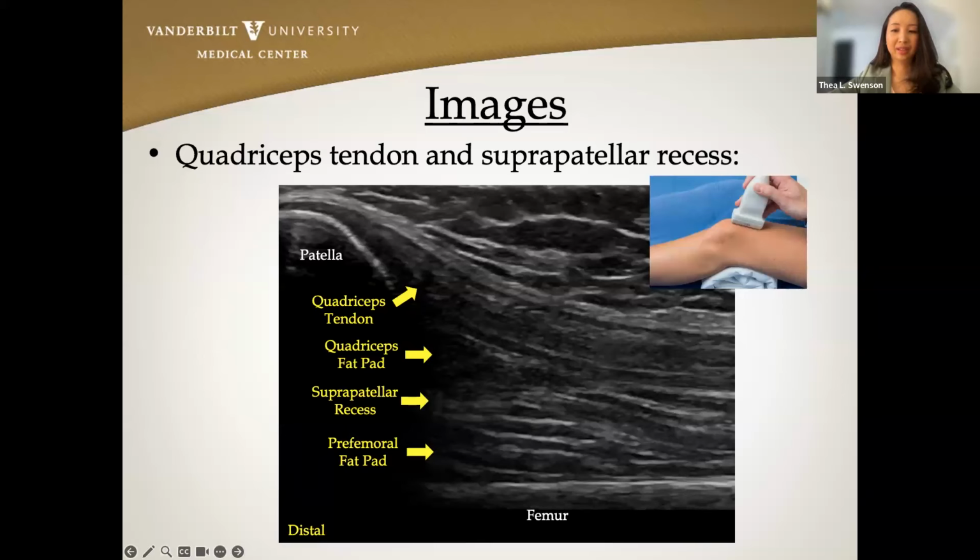The suprapatellar recess is here between the quadriceps fat pad and the prefemoral fat pad. And you can see that there's no evidence of an effusion in this patient, which provides some reassurance that there's not any intra-articular pathology that could be causing an effusion.